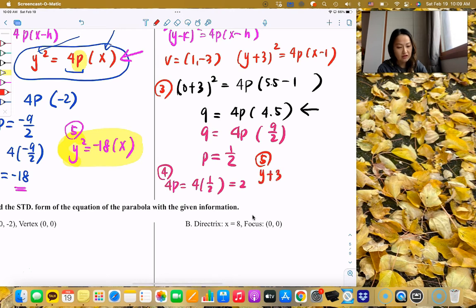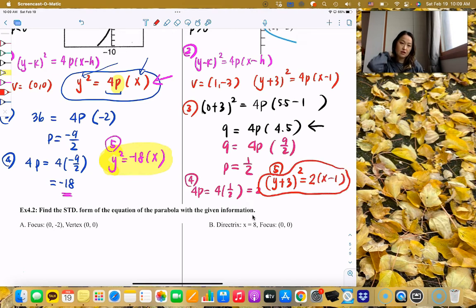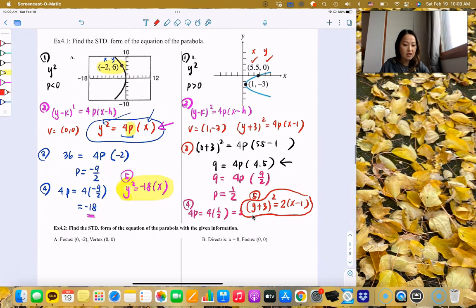So moment of truth, what's our final standard form? y plus 3, squared, is equal to 2x minus 1 is our standard form. That's our answer here. This right here is the graph of this. It's what it's telling you, all right? See if everything makes sense, but I know you noticed something. Yes, it's a positive 2 and it's a negative 18. It should all work out nicely as long as you're keeping in mind which direction it should be going, right?